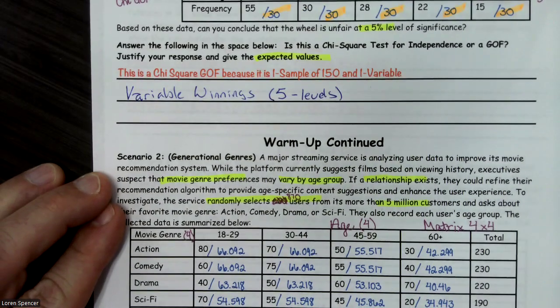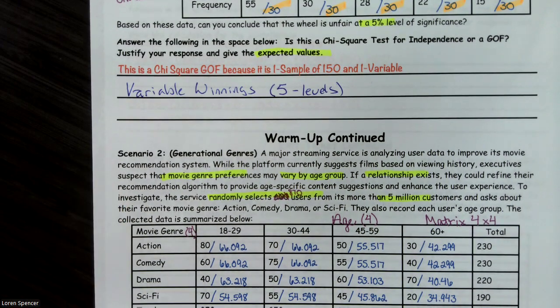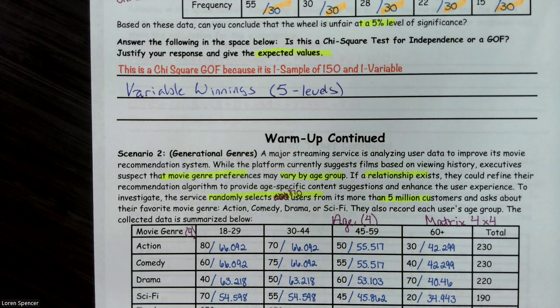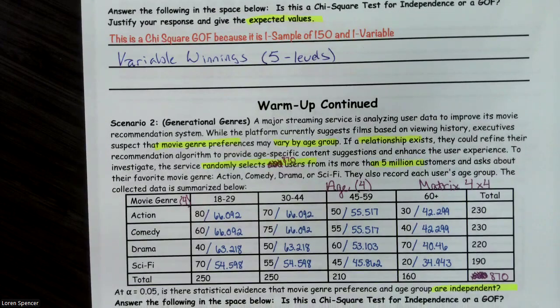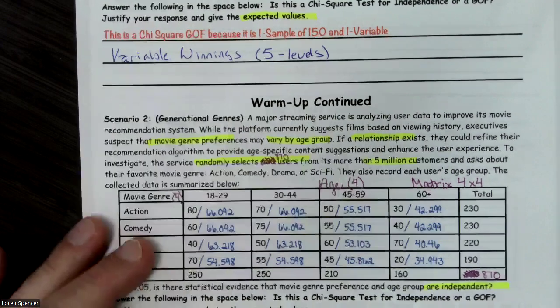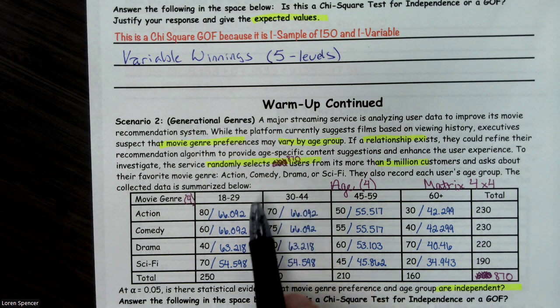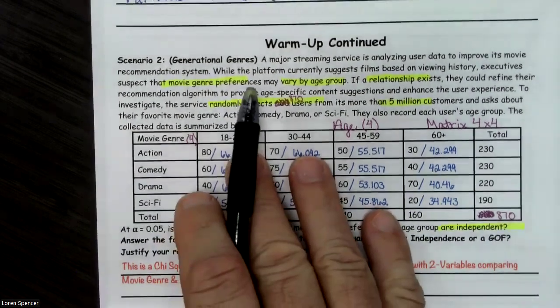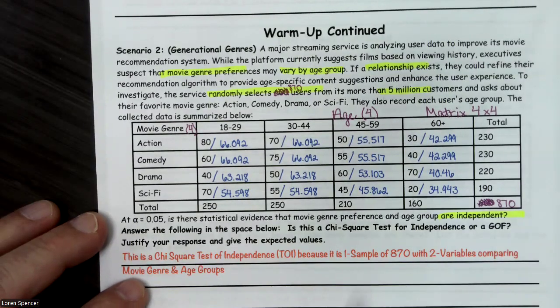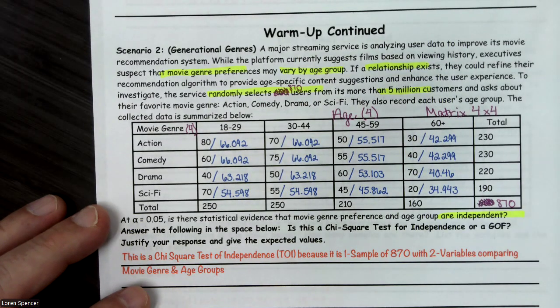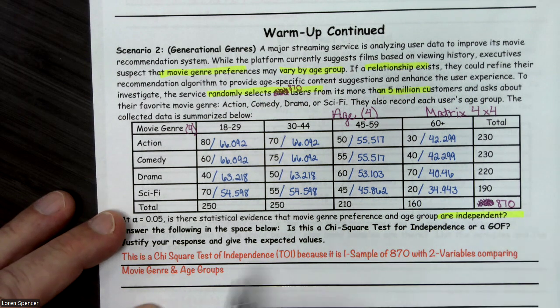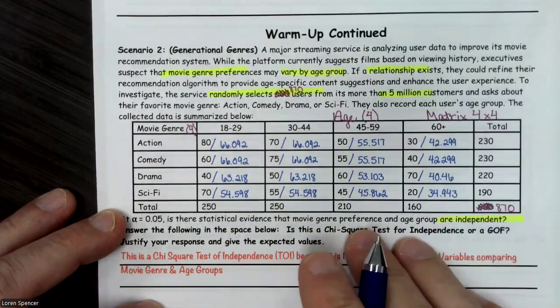So is this a chi-square test of independence or goodness of fit? Well, first off, when I read the question, they ask me if it's independent, so I know it's a test of independence. But more specifically, when I look at this, I happen to have one sample of 870, but I have two variables. And my two variables are movie genre and age group. Because we have one sample, two variables, that makes this a chi-square test of independence.